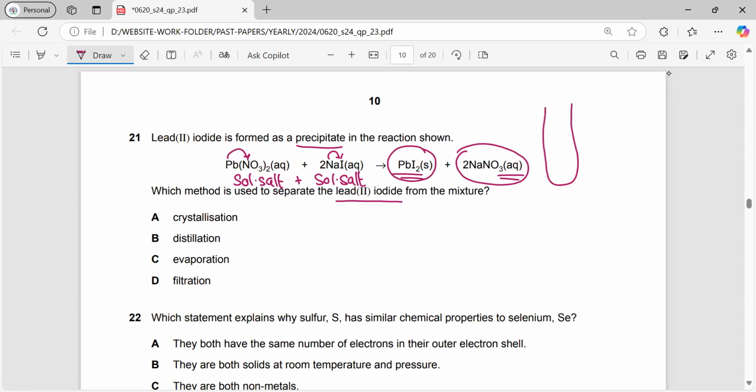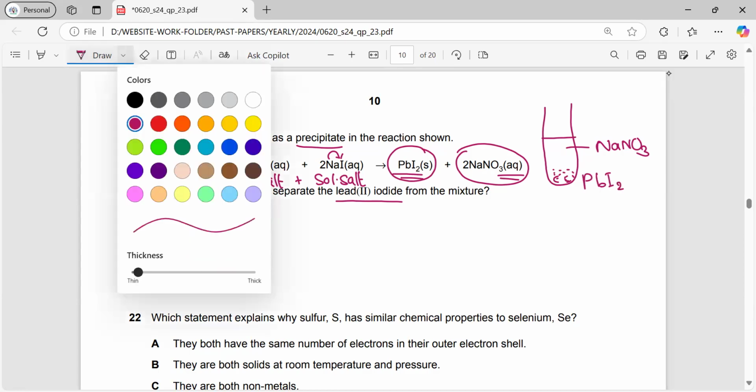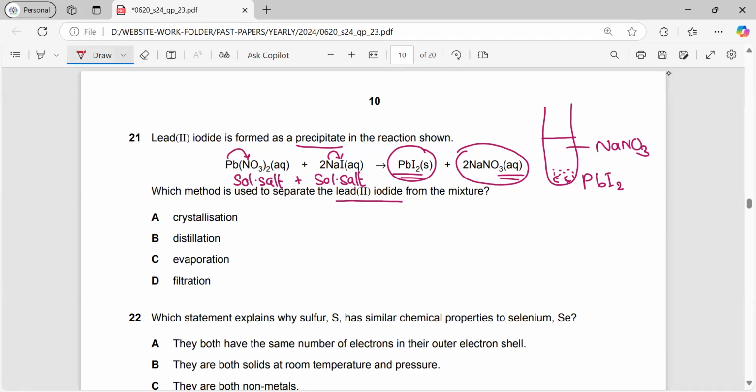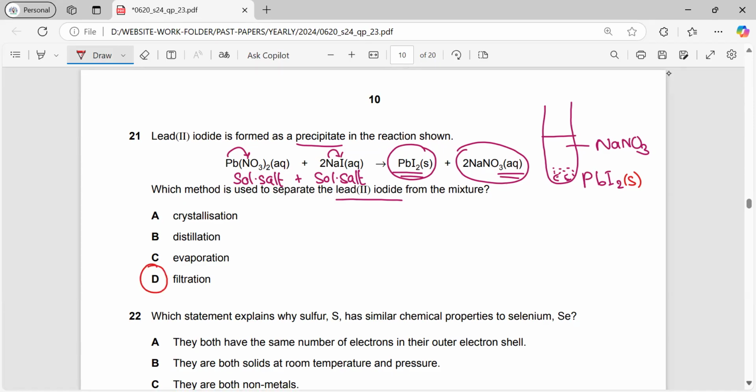So in the test tube, after the reaction, we will get a solution, which is sodium nitrate. And then we get some tiny precipitates of lead iodide. How can we remove them from the mixture? Really simple. If we have any insoluble solid in a liquid mixture, then we will filter it out. We'll separate it by doing filtration.